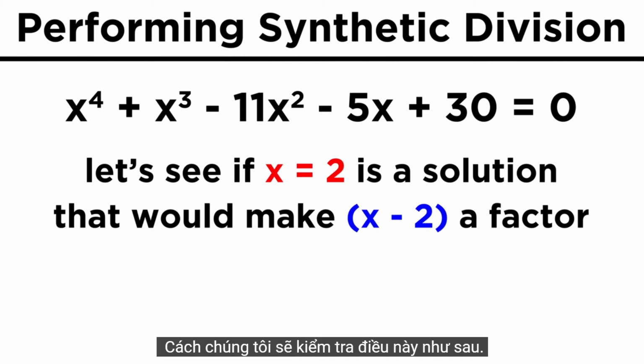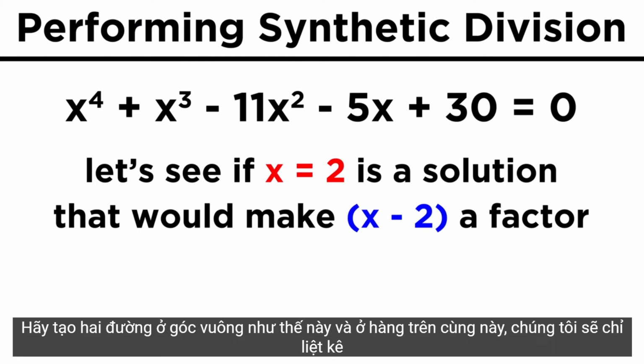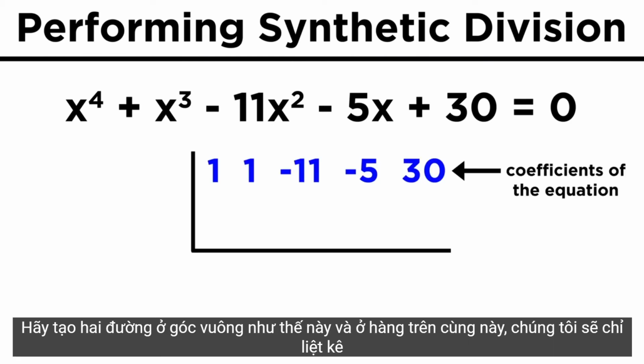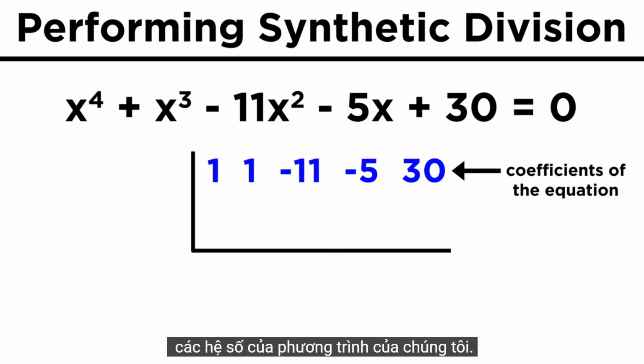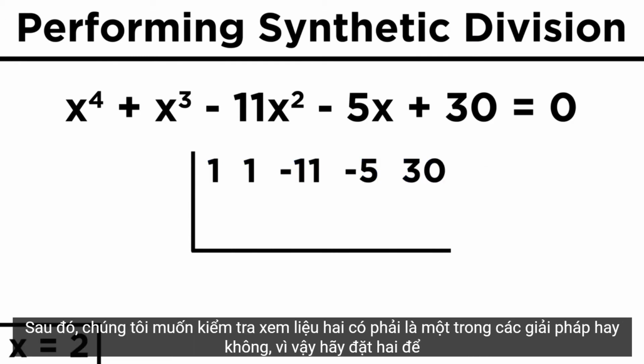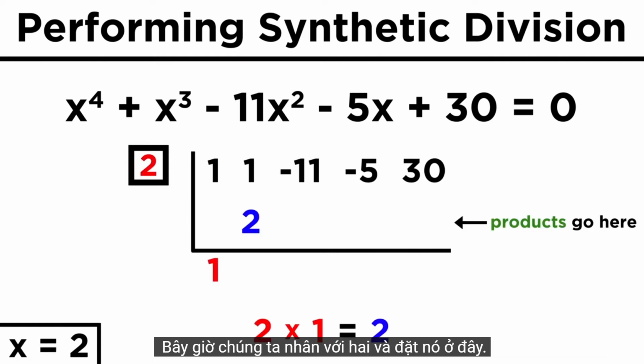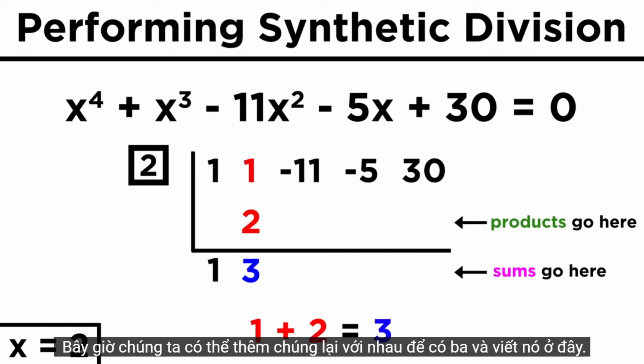The way we will test this is as follows. Let's make two lines at a right angle like this, and in this top row, we will list only the coefficients of our equation. Then we want to test to see if 2 is one of the solutions. So let's put a 2 to the left over here. Now we take the first coefficient, in this case a 1, and drop it down here. Now we multiply by the 2 and put that here. Now we can add these together to get 3 and write that here.